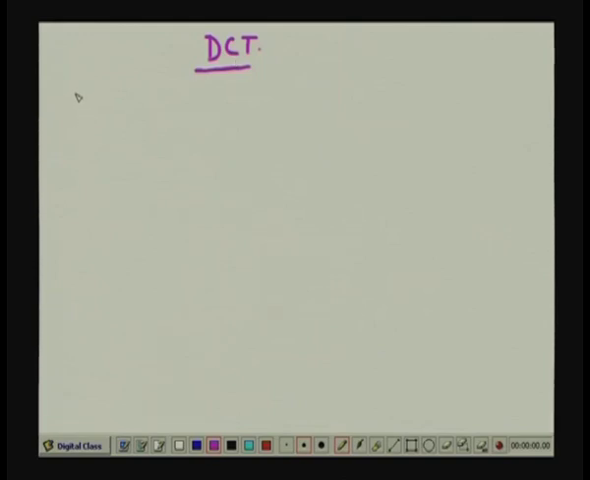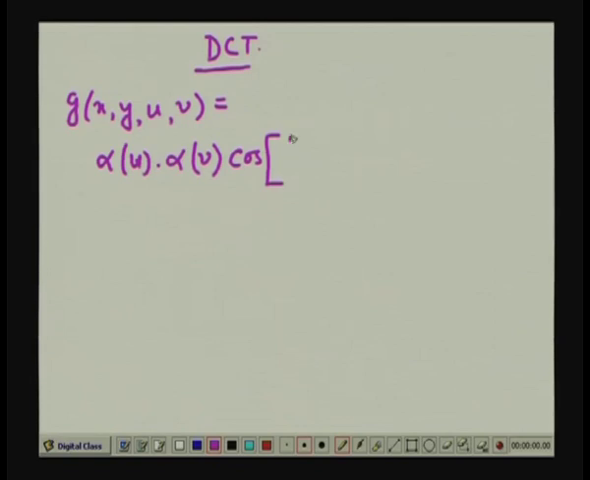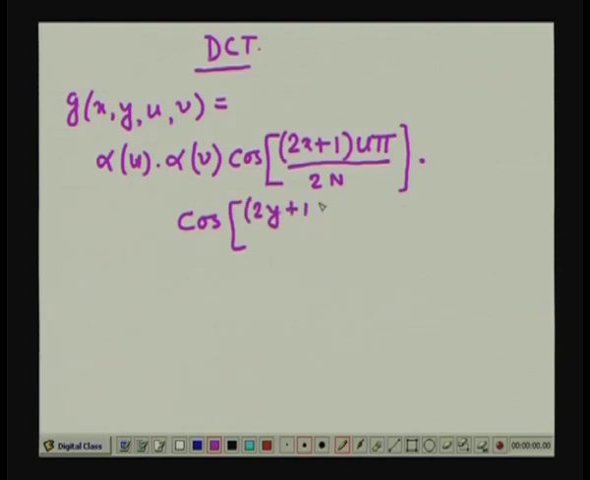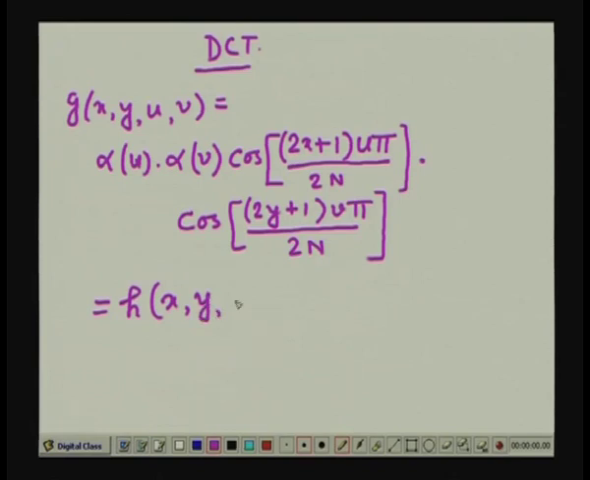In case of discrete cosine transformation, the forward transformation kernel g(x, y, u, v) is given by alpha(u) into alpha(v) into cosine of (2x plus 1) u pi upon 2N, into cosine of (2y plus 1) v pi upon 2N, which is the same as the inverse transformation kernel, which is given by h(x, y, u, v).